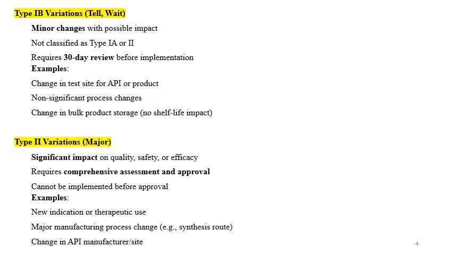Type 2 variations are major. Significant impact on the quality, safety or efficacy is there. That's why these are called major changes. These require comprehensive assessment and approval of the authority. These cannot be implemented before the approval. The examples of type 2 or major variations are new indication or therapeutic use, and major manufacturing process change, that is change in the synthetic route, change in the manufacturing process, change in the API manufacturer, site or both.